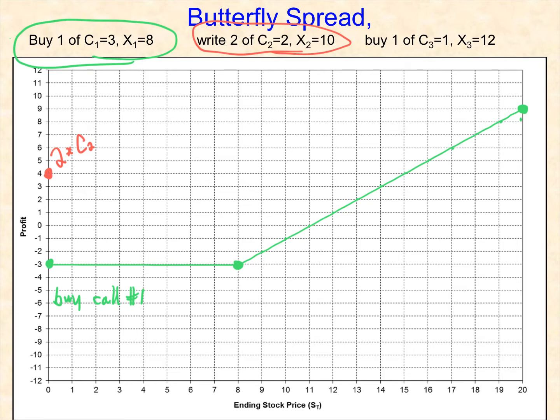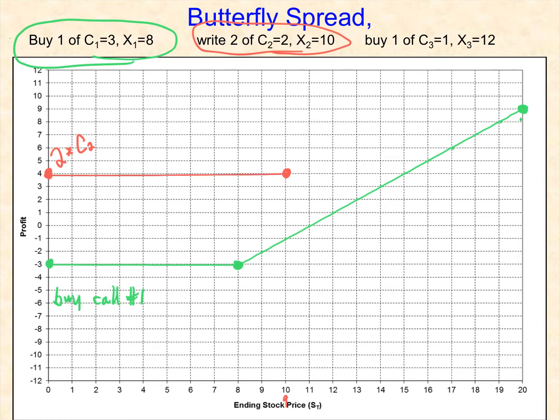This option has an exercise price of 10. So for any stock price less than $10, we will still have our $4 profit. That is, the options expire out of the money. We get to pocket and keep the $4 in premiums. The option expires out of the money.